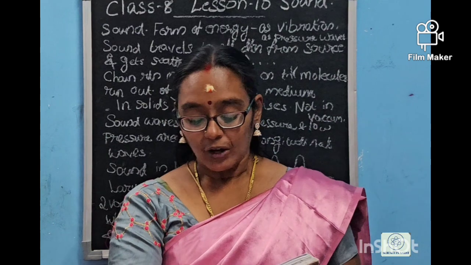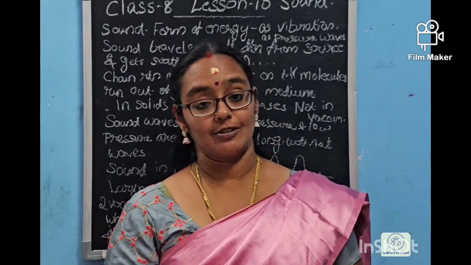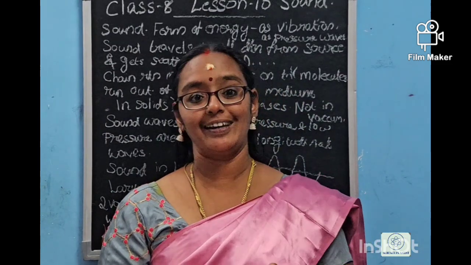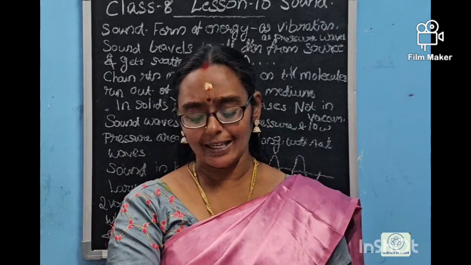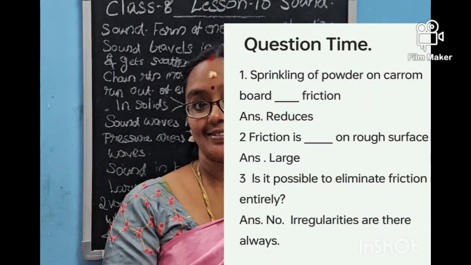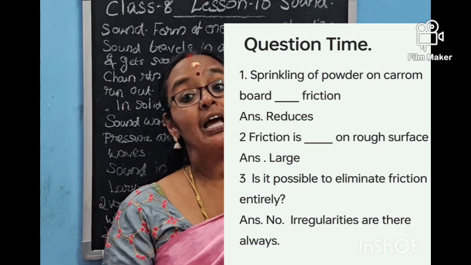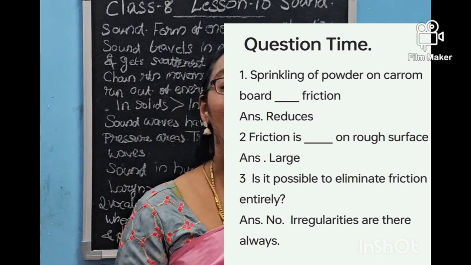Second one was: friction is dash for the rough surface. For the rough surface, friction will be large or small? Friction will definitely be large. Third question: is it possible to eliminate friction? No, it is not possible to eliminate friction because irregularities are there everywhere.